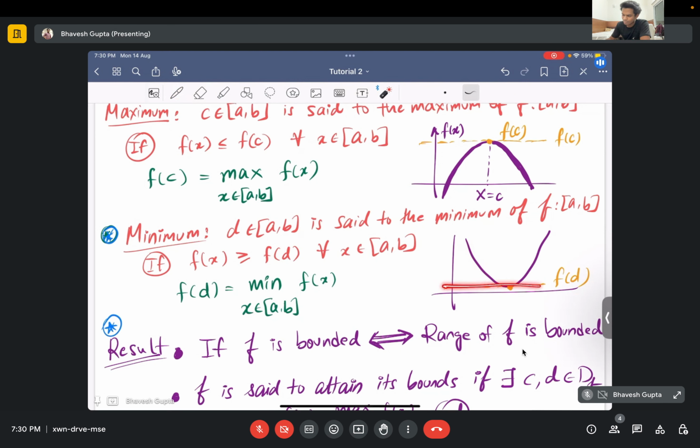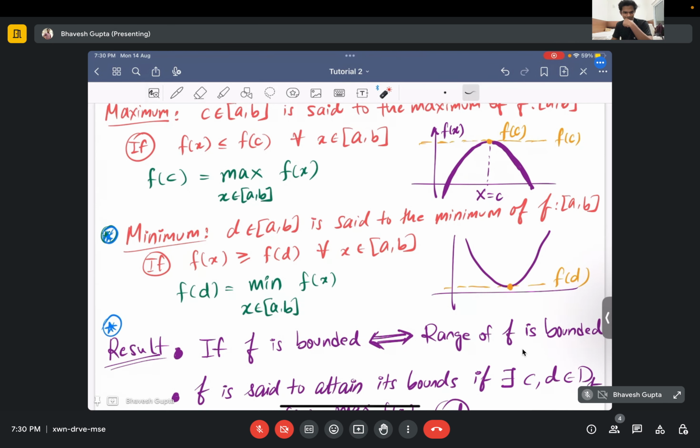This is your f of d, which is a horizontal line. This is your f of d, and all the values of f of x are greater than the f of d. This is what is written over here, and this is how I figure out that this point is my point of minima.